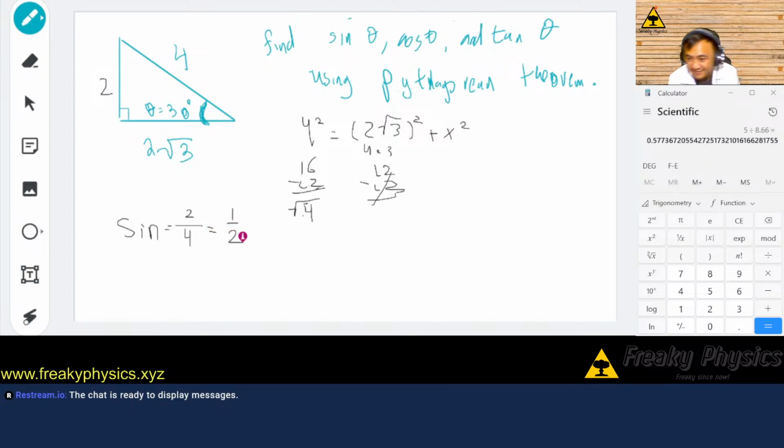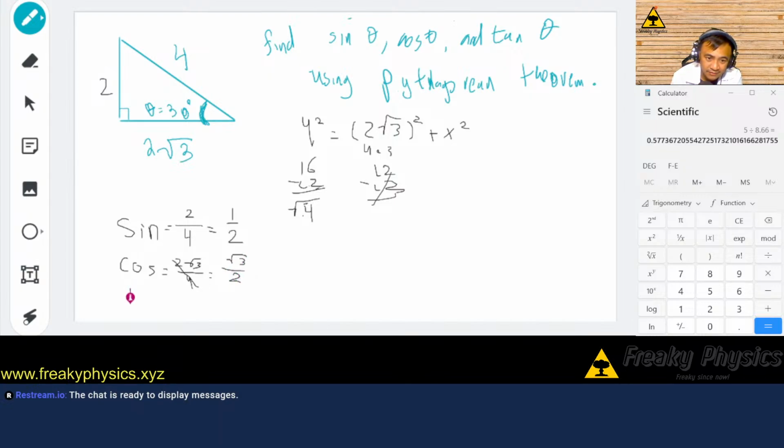Right. Cosine would be 2, 3, 4. These two can like not cancel out, but they can separate. Simplify, I mean.